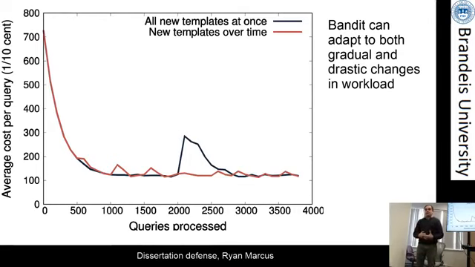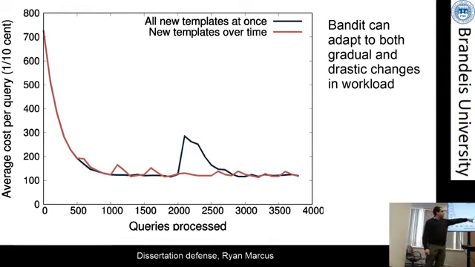So what we looked at in this experiment is Bandit's ability to adapt to new queries coming into the system. In the top line, we took TPC-H, a system with about 22 query templates, and initially we introduced Bandit to 10 of them. Then after 2,000 queries were processed, we introduced the other 12 all at once. Bandit had never seen them before, and it doesn't know how to handle them at all, so we get this big old spike in cost.